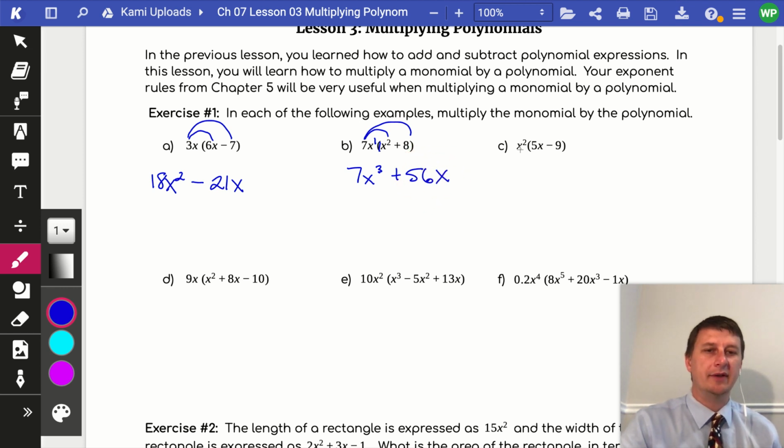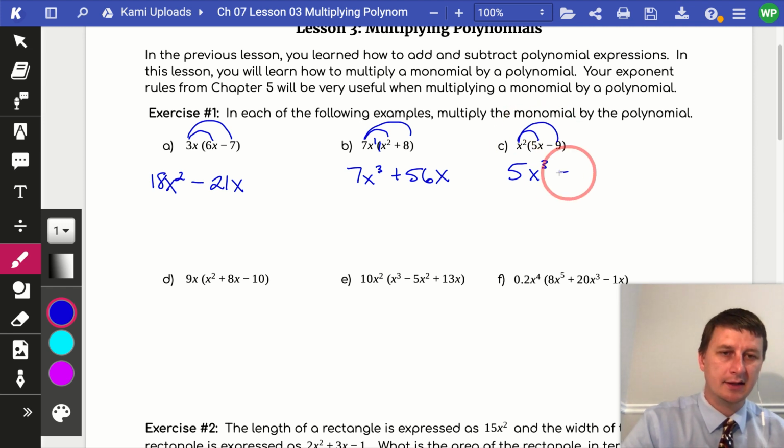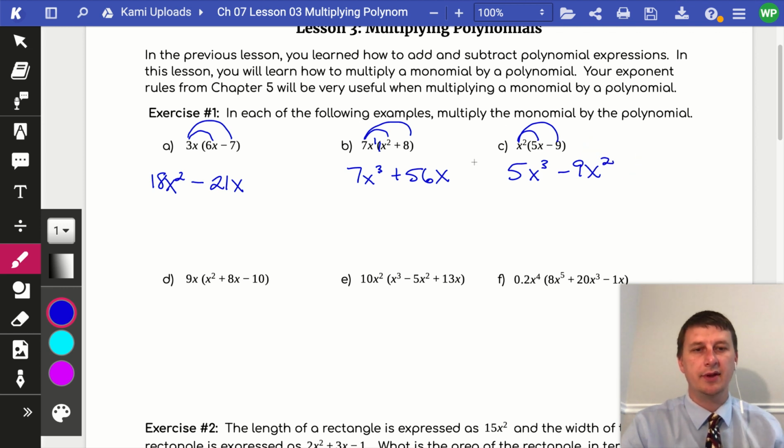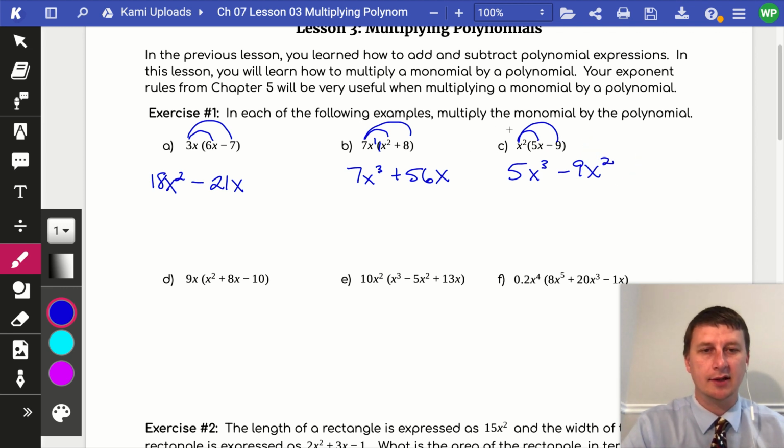Looking at part C, we have x squared times 5x minus 9. Let's start with x squared times 5x, and that's going to give us 5, and x squared times x is x to the third, as we just saw. And x squared times negative 9 is going to be negative 9x squared. When we multiply two things like that, we just stick them together, right? x squared times that 9 is just going to be 9x squared.